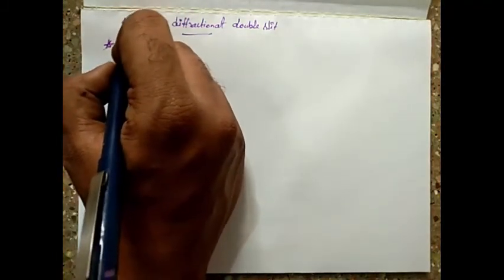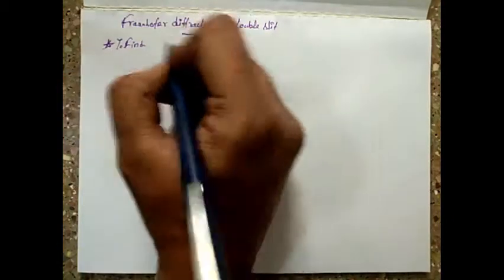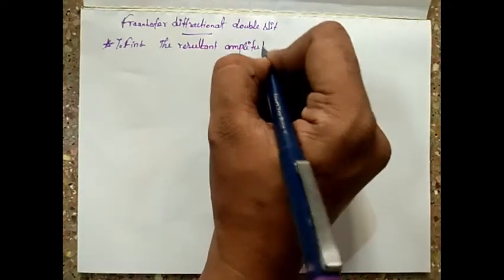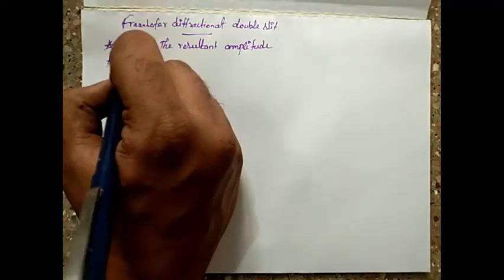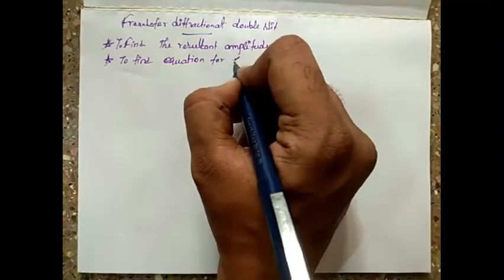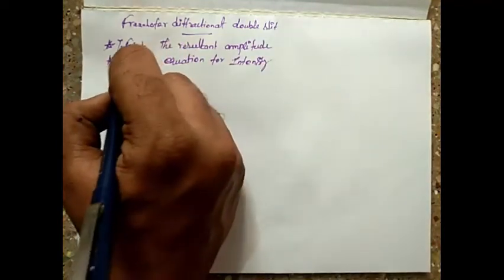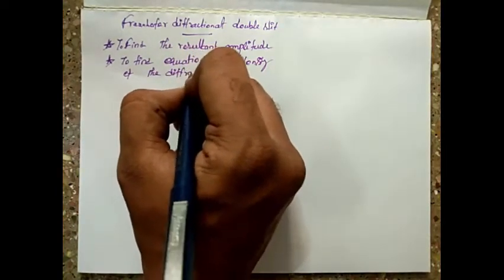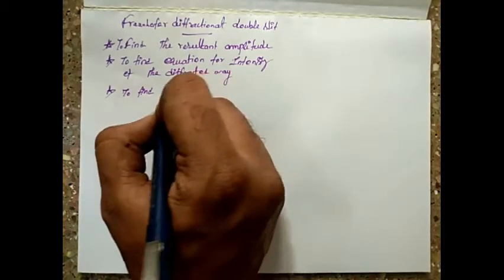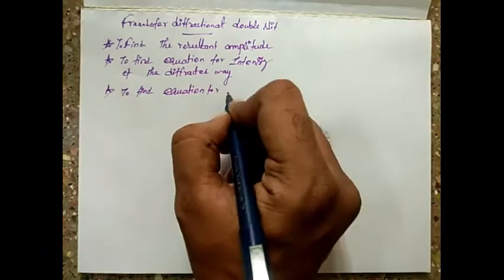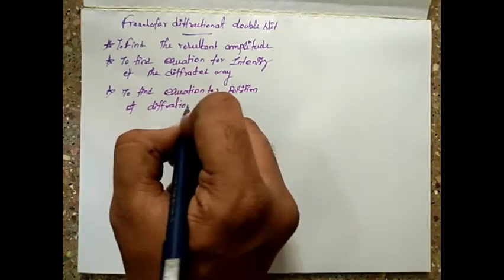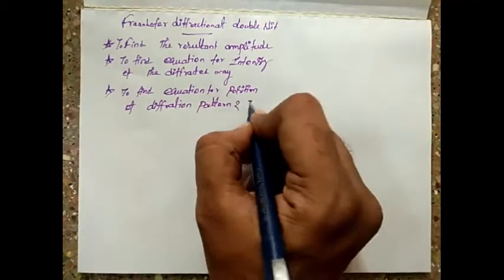Our intention is to calculate the resultant amplitude, and to find the equation for the intensity of the diffracted wave, and to find the equation for the position of the diffraction pattern and interference pattern.